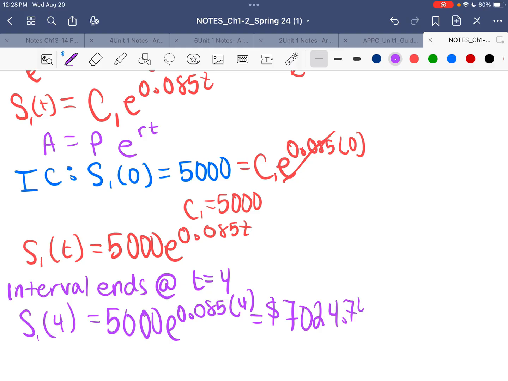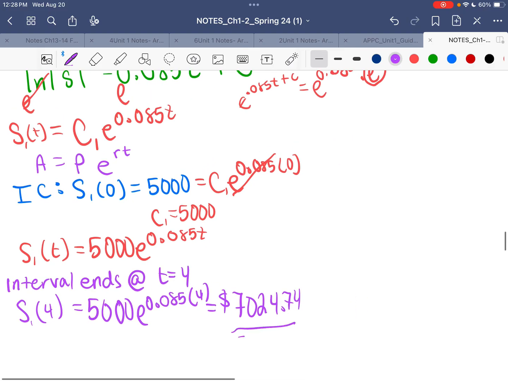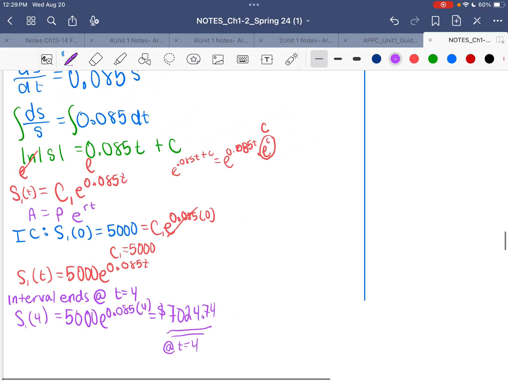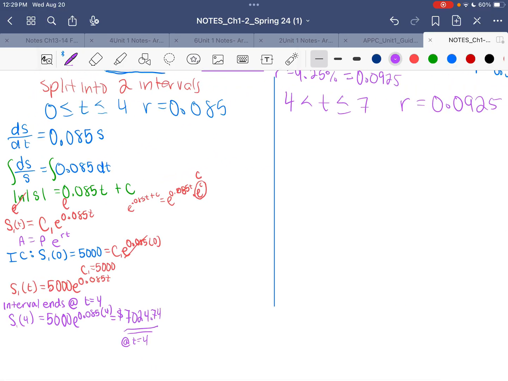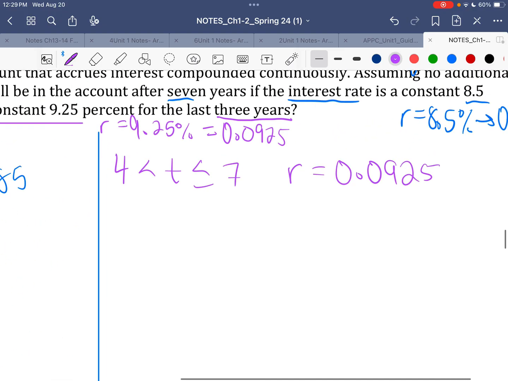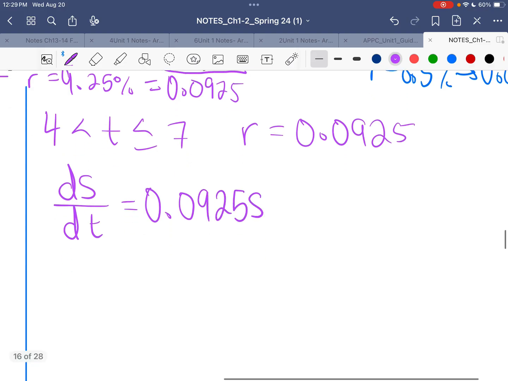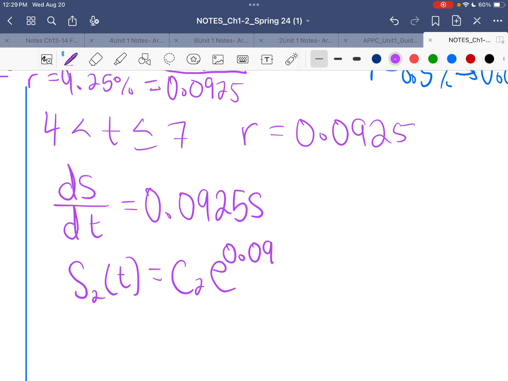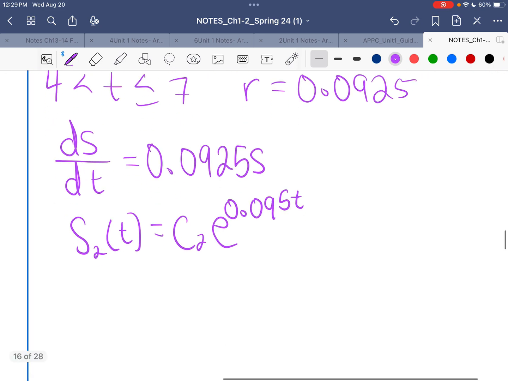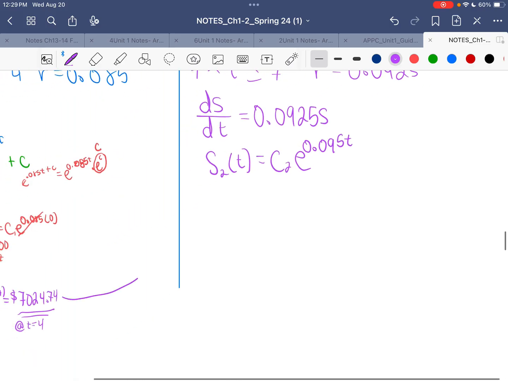To 4.74. This is how much is in the account at t equals 4. So this is our initial condition on the next part. Now let's basically do the same thing, but with this interest rate. All right, do the same thing, separate your variables, and then you get to here. And use your initial condition from this part.